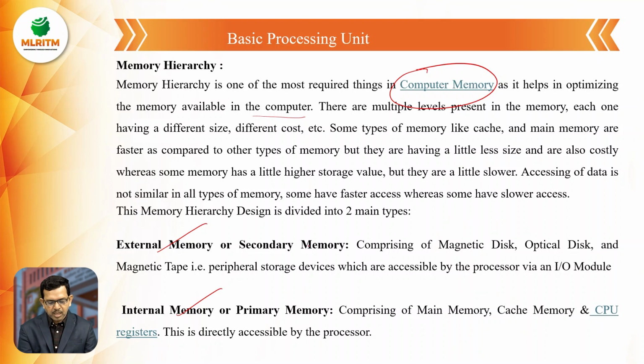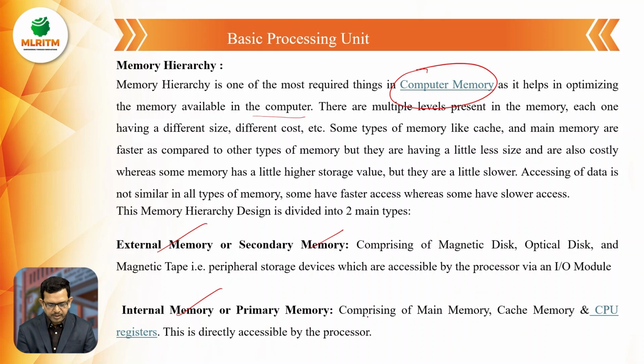External memory is also called secondary memory. The other name for the external memory is the secondary memory. It comprises magnetic disk, optical disk, magnetic tapes, and all different types of storage that we use from external sources. Whatever we insert into the CPU from the external sources and store as information or data is considered the external memory or the secondary memory.